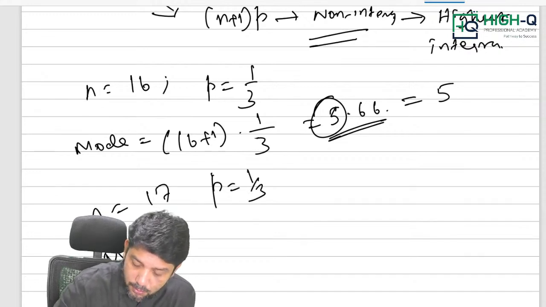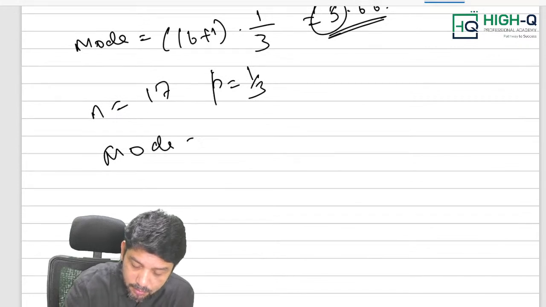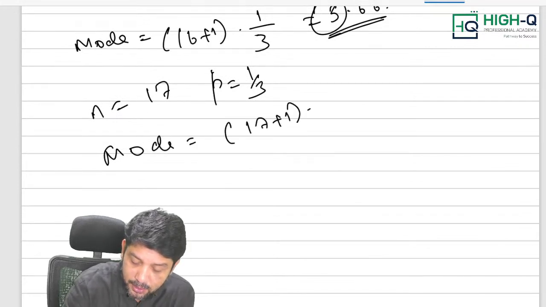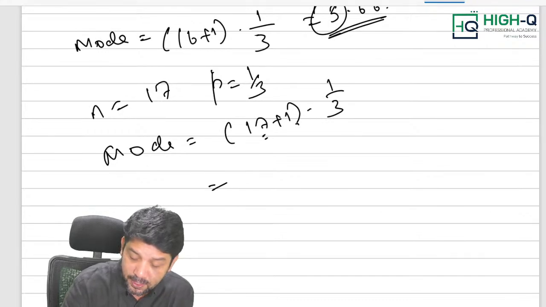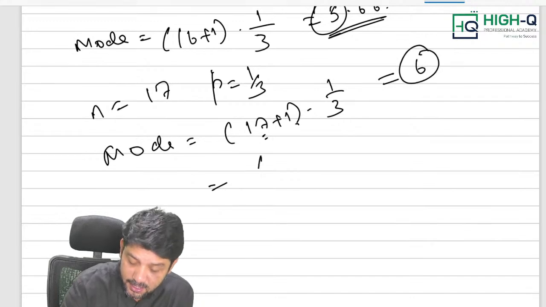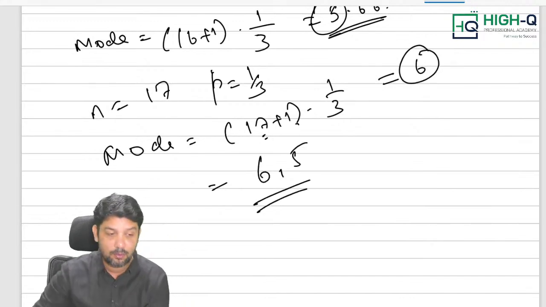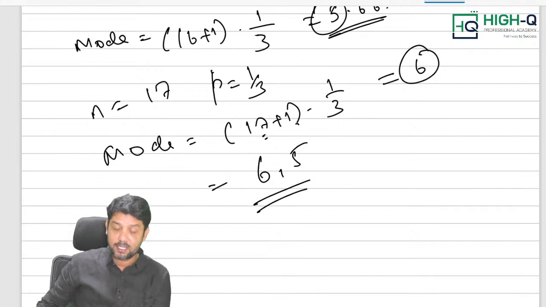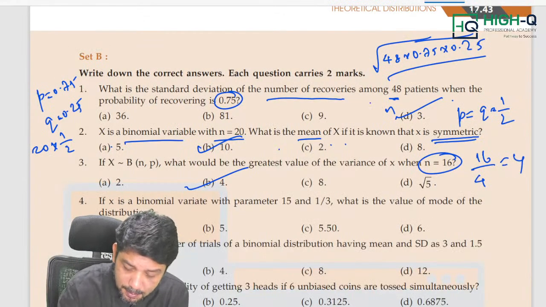What is the mode according to our formula? Sir, (17 plus 1) into 1 by 3. What is 17 plus 1, my dear? 18. 18 by 3. What is 18 by 3? Sir, 6. Since it is an integer, 6 comma 5 is our answer. 6 comma 5 is our answer. So, please remember this mode.